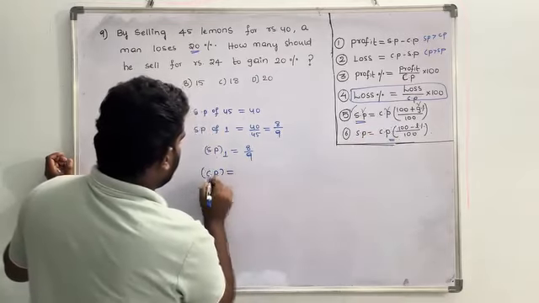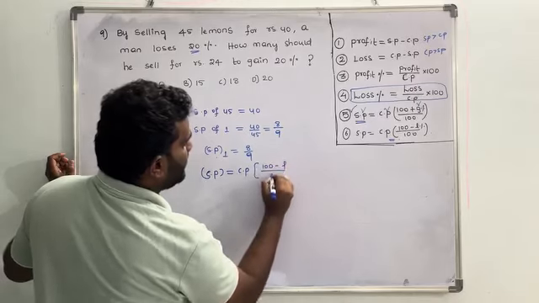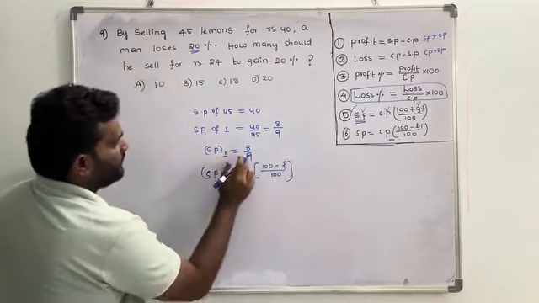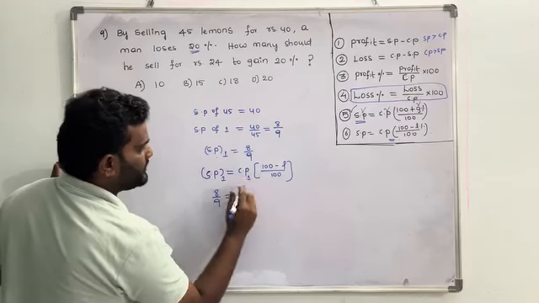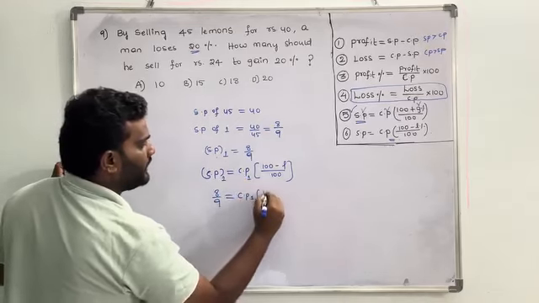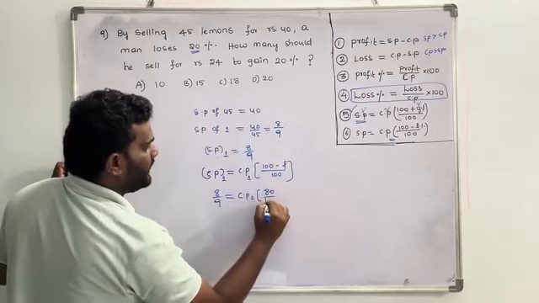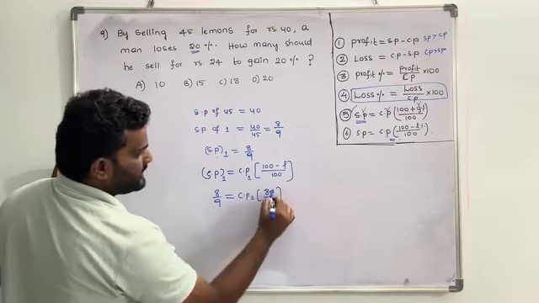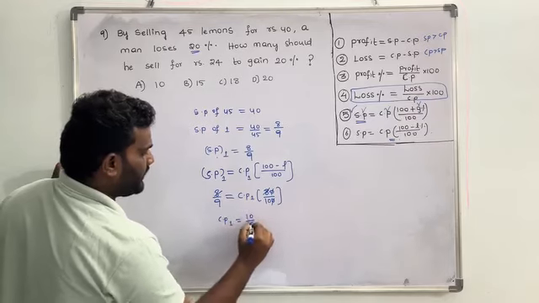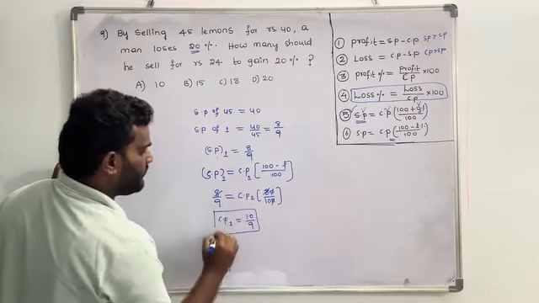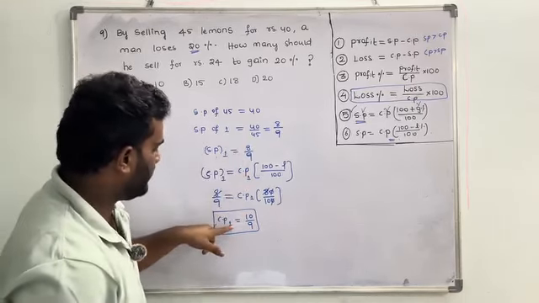Selling price is equal to cost price times 100 minus L by 100 when loss is given. So the selling price of 1 is 8 by 9, equal to cost price, which we need to find, times 100 minus 20, that is 80, by 100. Here the zeros cancel, the 8s cancel, and the cost price of 1 lemon is equal to 10 by 9. Selling price of 1 lemon is 8 by 9, cost price of one lemon is 10 by 9.